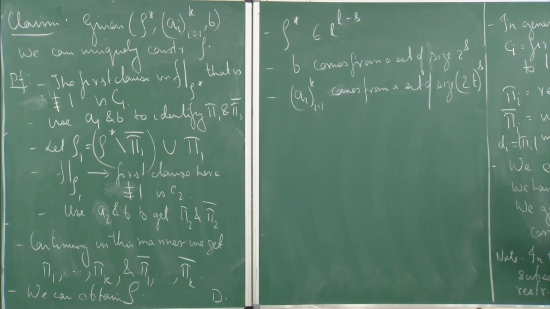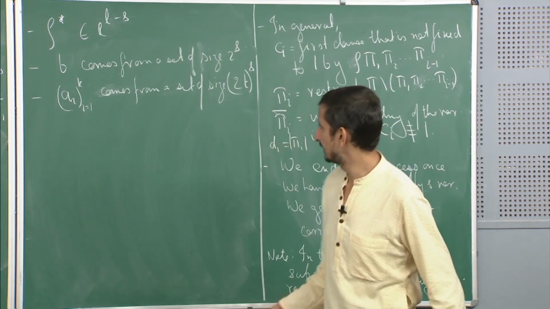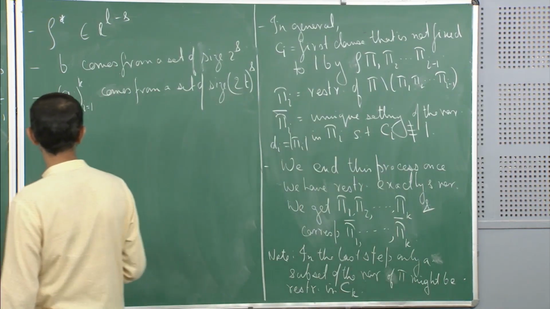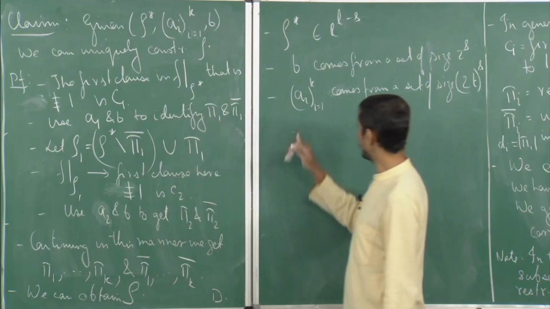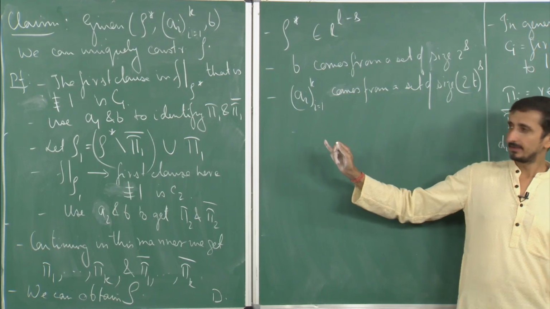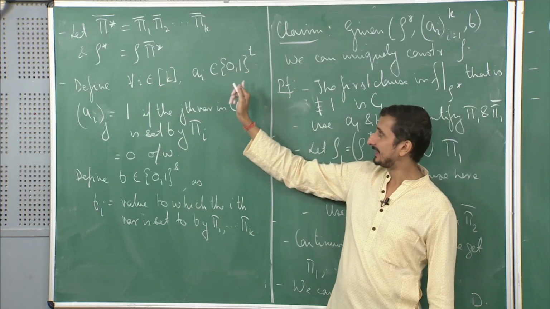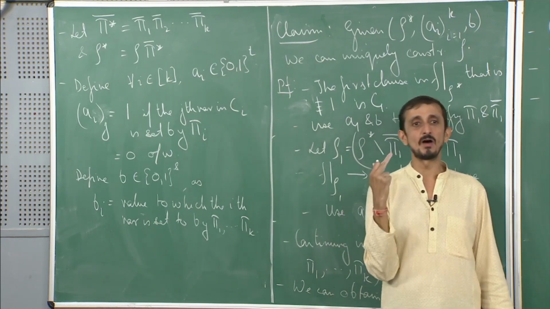So there are just two observations which will actually give this. The first observation: what is the structure of these A_i's? Note that each A_i is basically a binary string of length t, and each A_i has at least one 1.